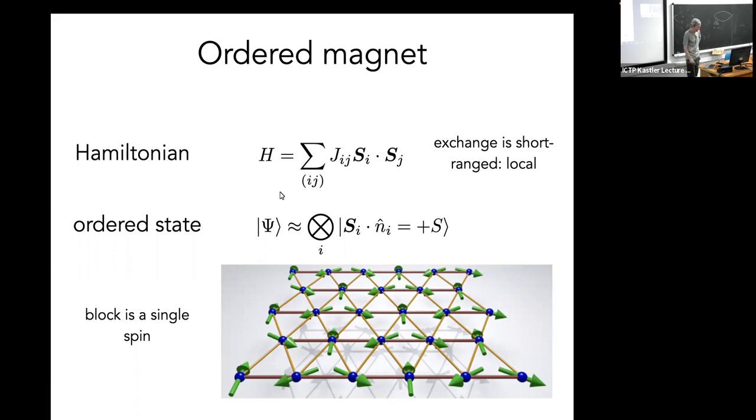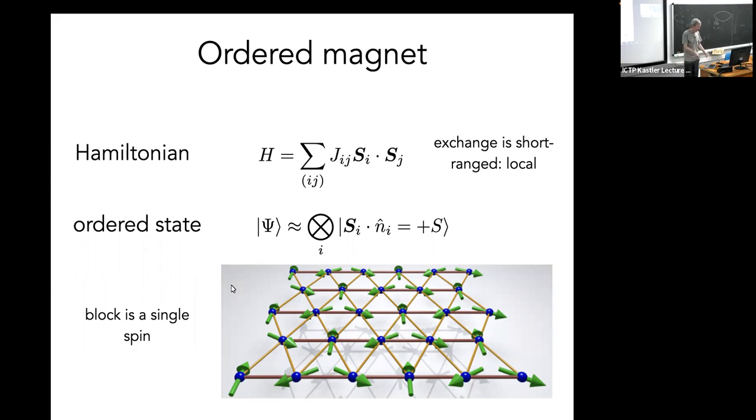And then in the ordered state, the wave function is essentially a product state. So for example, for this triangular antiferromagnet, which is sketched here, which was already discussed several times in this conference, the ground state is a 120 degree structure of spins. And the wave function you can write as a product. So introduce three sublattices in this triangular lattice and specify a spin direction on each of the sublattices, and that's your wave function.